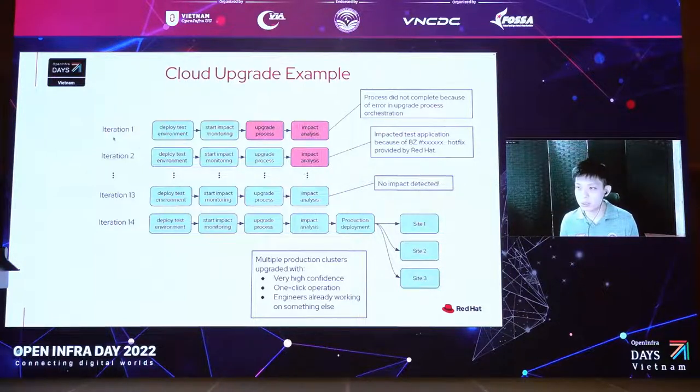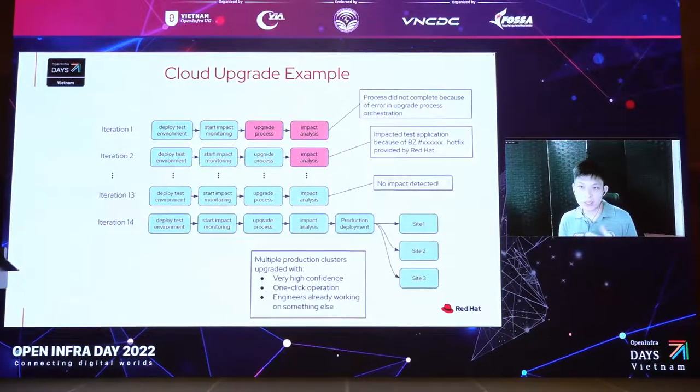So for instance, in the first iteration, we decided that we wanted to do things like deploying the test environment. We want to monitor the impact itself, and some of the things that may break in the middle. In this case, maybe the process did not complete because there's an error in the upgrade itself, where we try to do the orchestration of this whole flow. Then we try to figure out what we can actually resolve and fix along the way, and then we start another iteration.